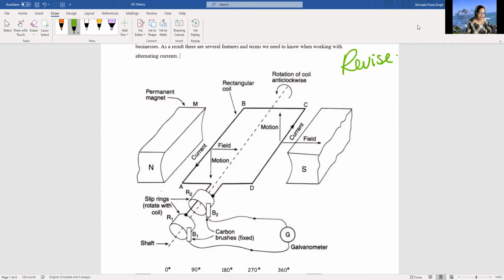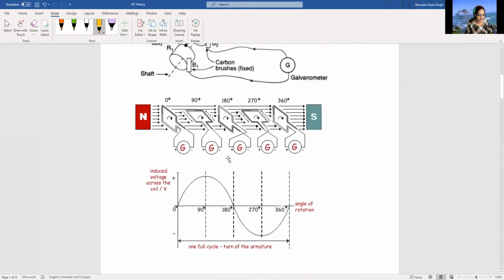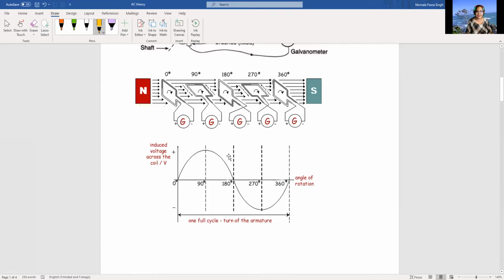Just to revise it: we have our coil between a magnetic field going from north to south, and this coil is going to rotate around and around. By rotating around and around, we are going to get different directions of current flowing. Now, usually we look at this one, but here we're going to see how that direction of current is going to actually give us an alternating current.